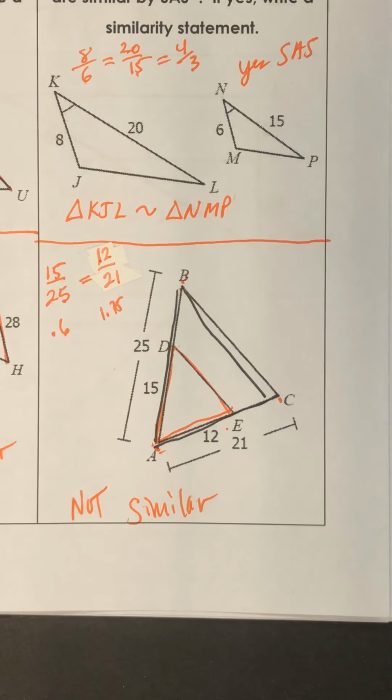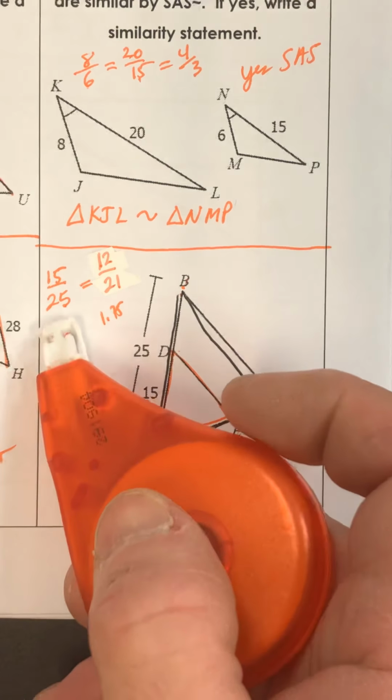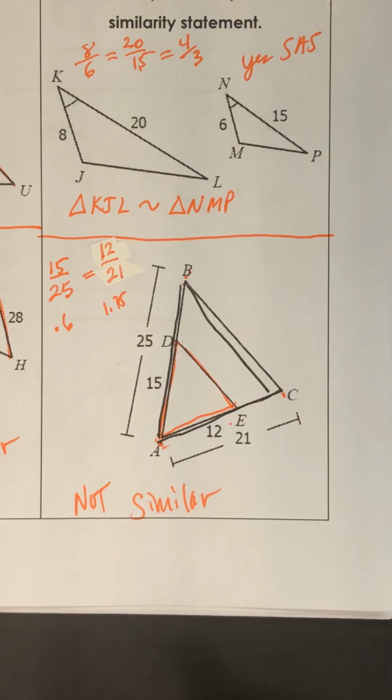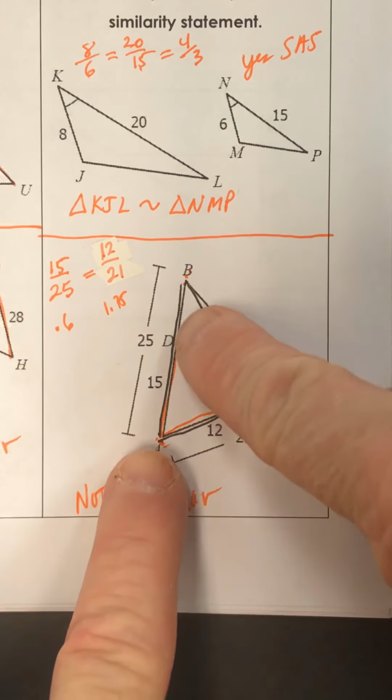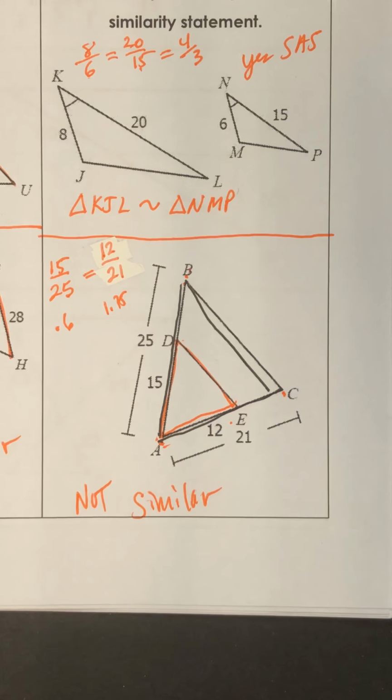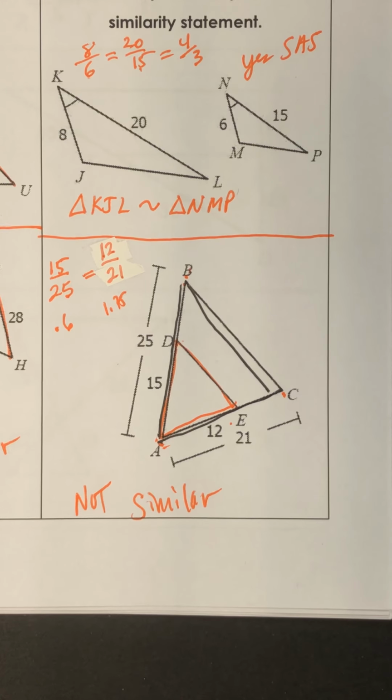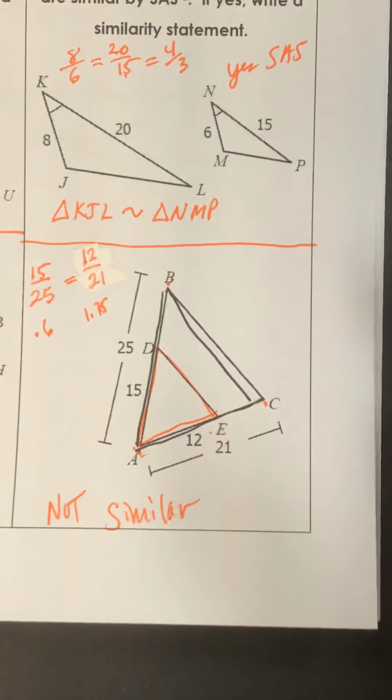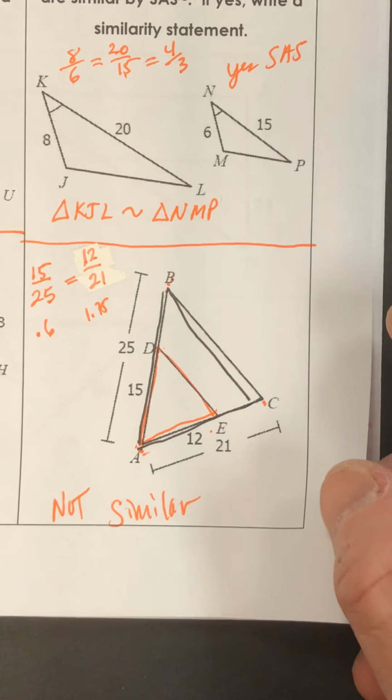All right, sorry for that mistake, but it should be 15 over 25 equals 12 over 21. Because 15 over the whole thing 25 and 12 over the whole thing 21. I just wrote it backwards to begin with. So, make that change, okay? But either way, I should have done it right the first time. I just miswrote. Sorry. But the ratios are not the same, so it's not similar.